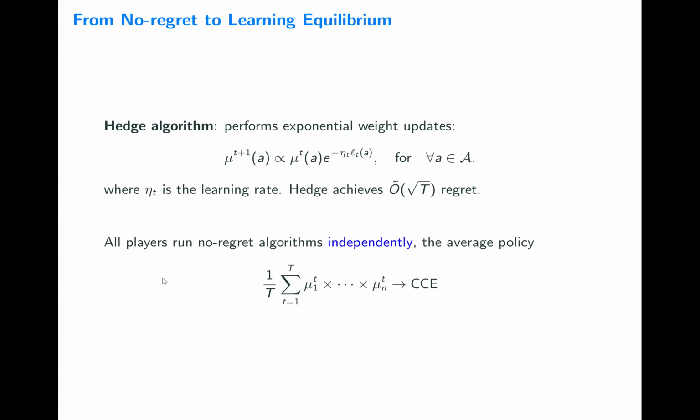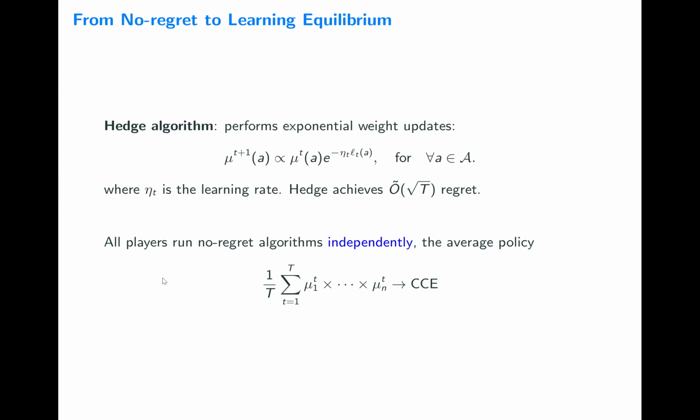And the conversion from no regret to equilibrium turns out to be extremely simple. We have a very strong guarantee if all players just run no regret algorithms independently. We don't even need all players to play the same no regret algorithm. There are a bunch of different no regret algorithms: you can be no regret algorithm A, B, or C. All the players can just play different algorithms.